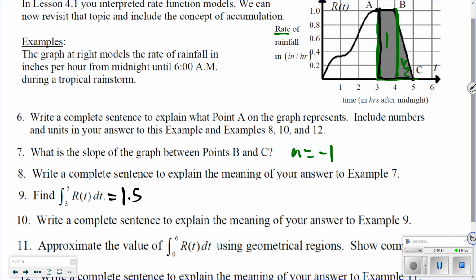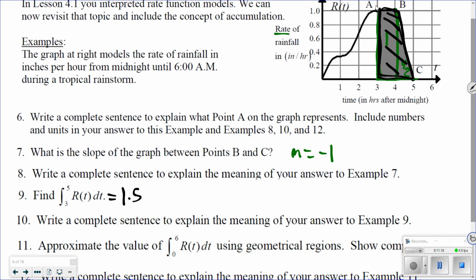We found that area under the curve right there. That area gives me an accumulated value. In this case, the graph is the rate the rain is falling. So when I integrate it, it actually tells me how much rain fell. So at number 10, we would say this. I would say from 3 a.m. to 5 a.m., 1.5 inches of rain fell, a total of 1.5 inches of rain. Hopefully that makes sense to us.